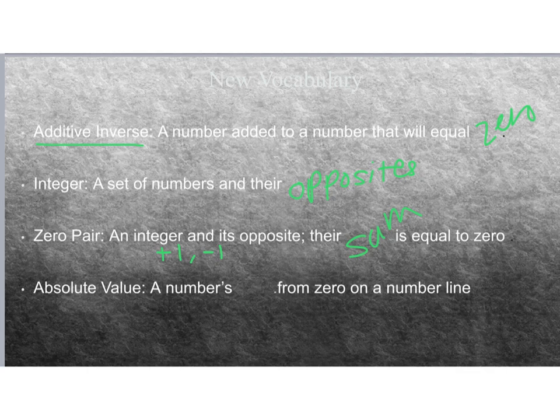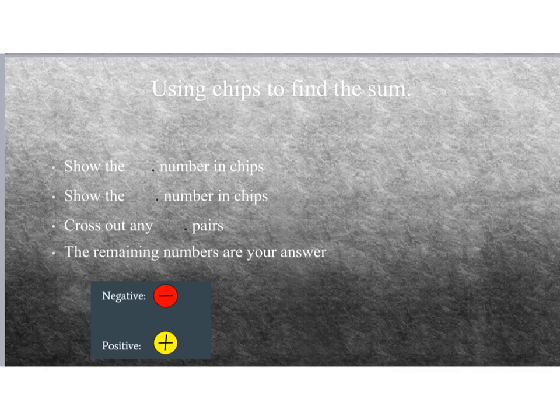Absolute value is the next word, and that is a number's distance from 0 on a number line. Okay, so how do we use integer chips to find the sum? So if we're going to add integers and we're representing that with chips, how do we do that?